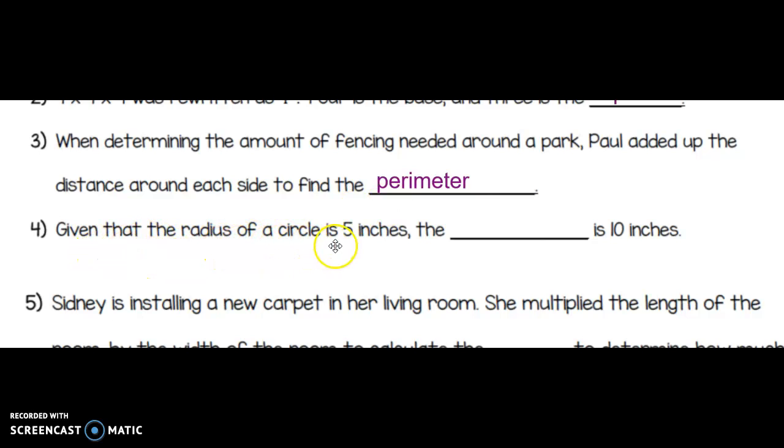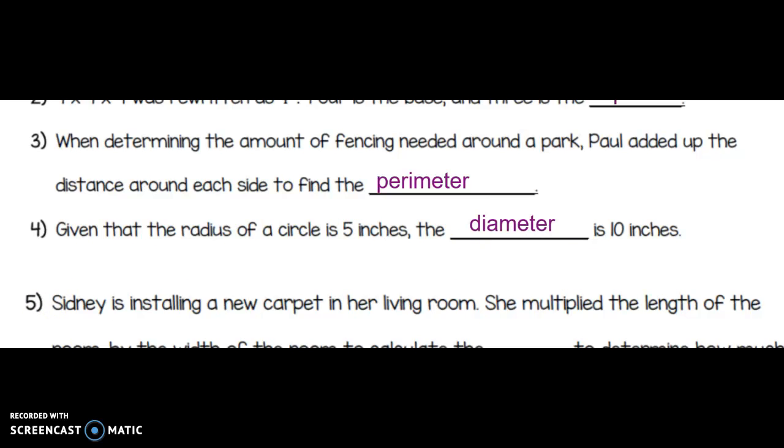Given that the radius of a circle is 5 inches, the diameter is 10. So radius of a circle is from the center to one edge. Diameter is all the way across the circle going through the center.